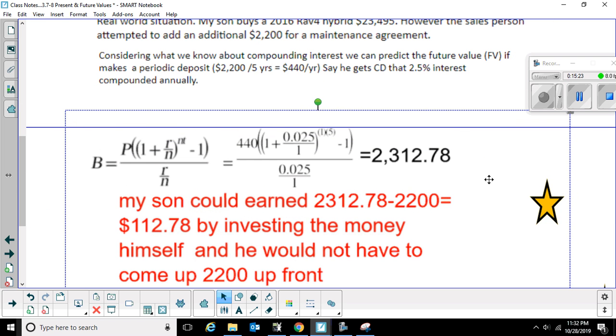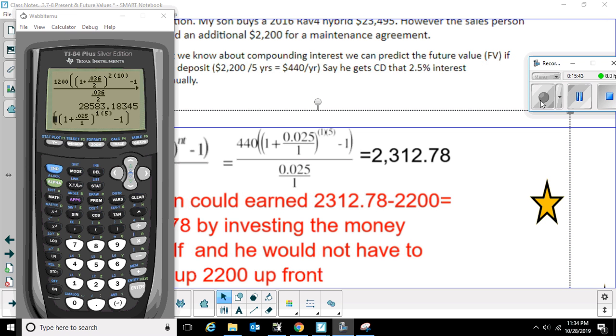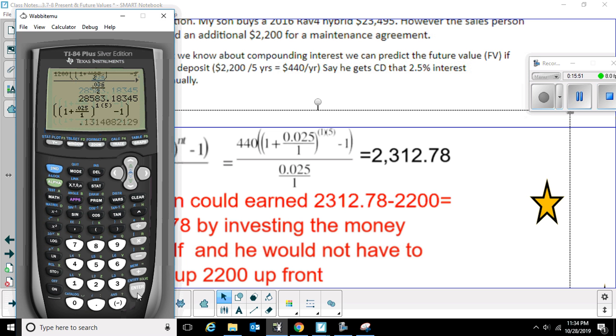Okay, what should our numbers look like? So 440 is what we're going to be depositing. We said that we're going to do this for 5 years. We said this is what our interest rate was. We're doing this annually. So in my calculator, what I should have is the following. My value inside these parentheses should be 0.13. We're going to store that value under X.